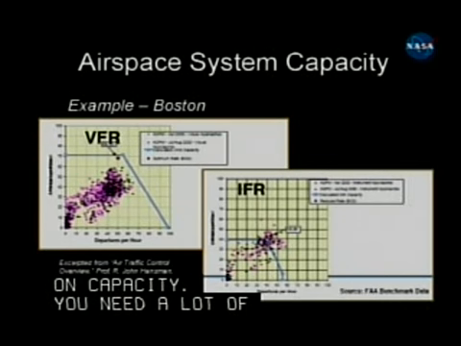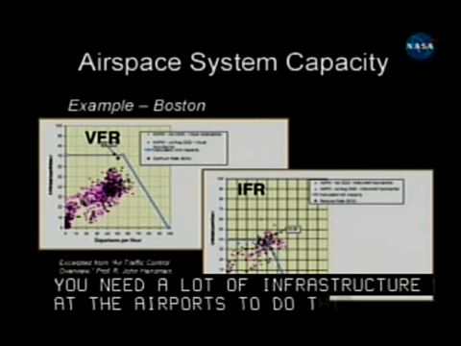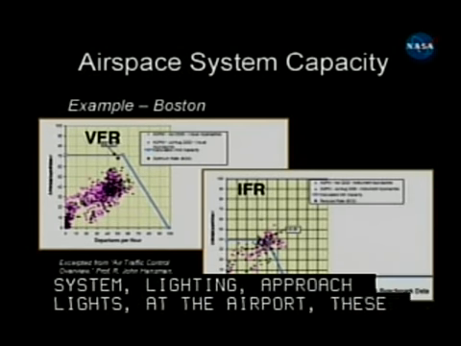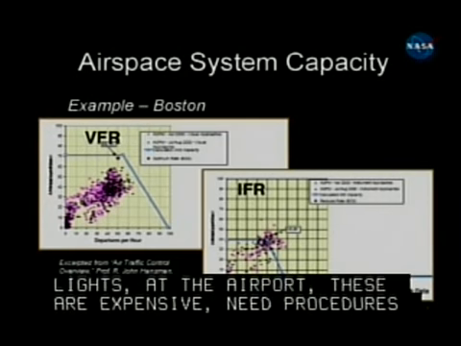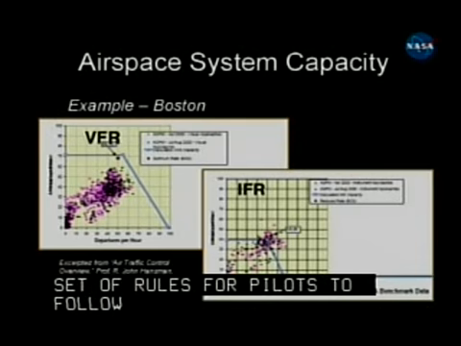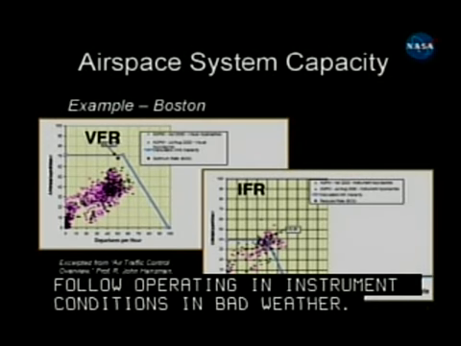A lot of approach lights, for example, have to be at the airport. These are expensive. You need to have procedures defined. It turns out there are a different set of rules for pilots to follow when they're operating in instrument conditions in bad weather. These are called instrument flight rules. So instead of using visual references, we use the instruments.